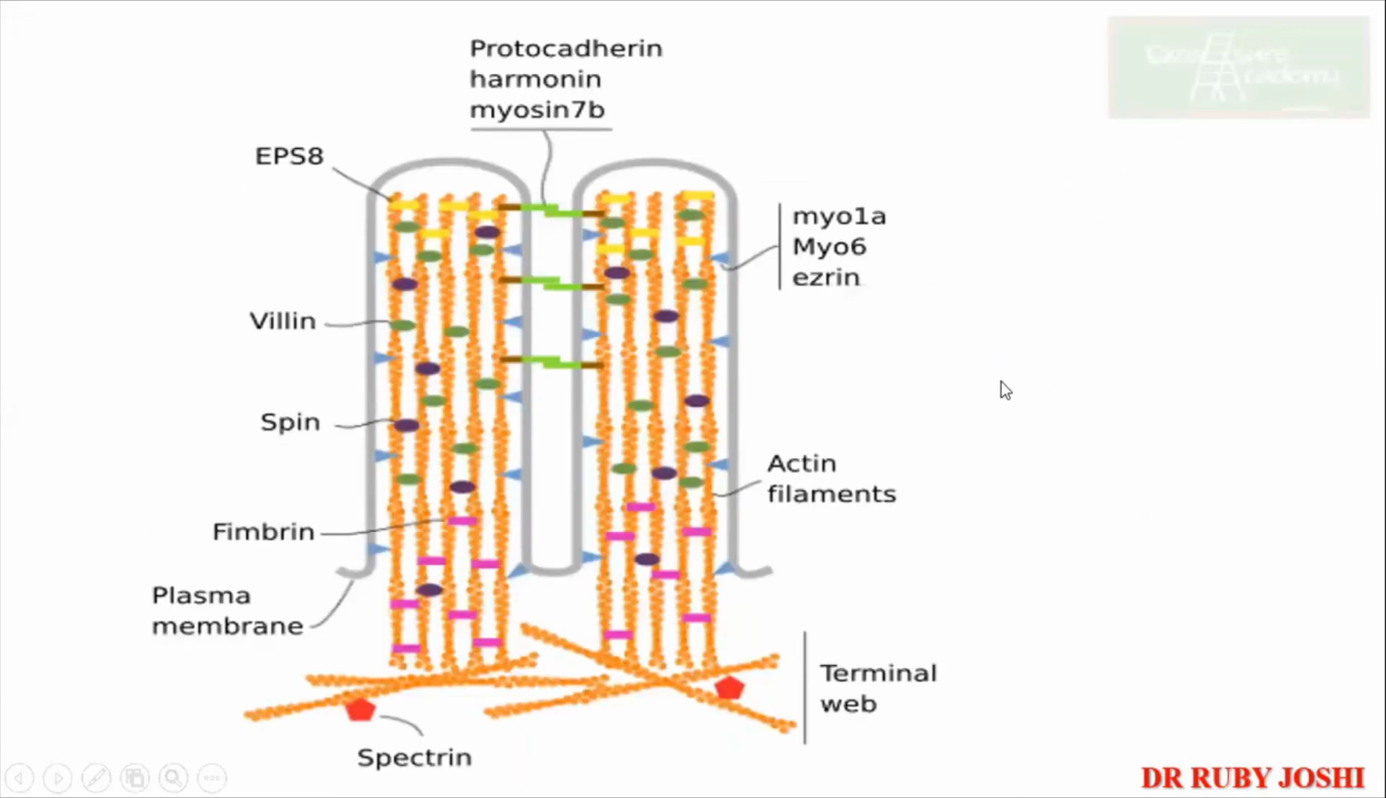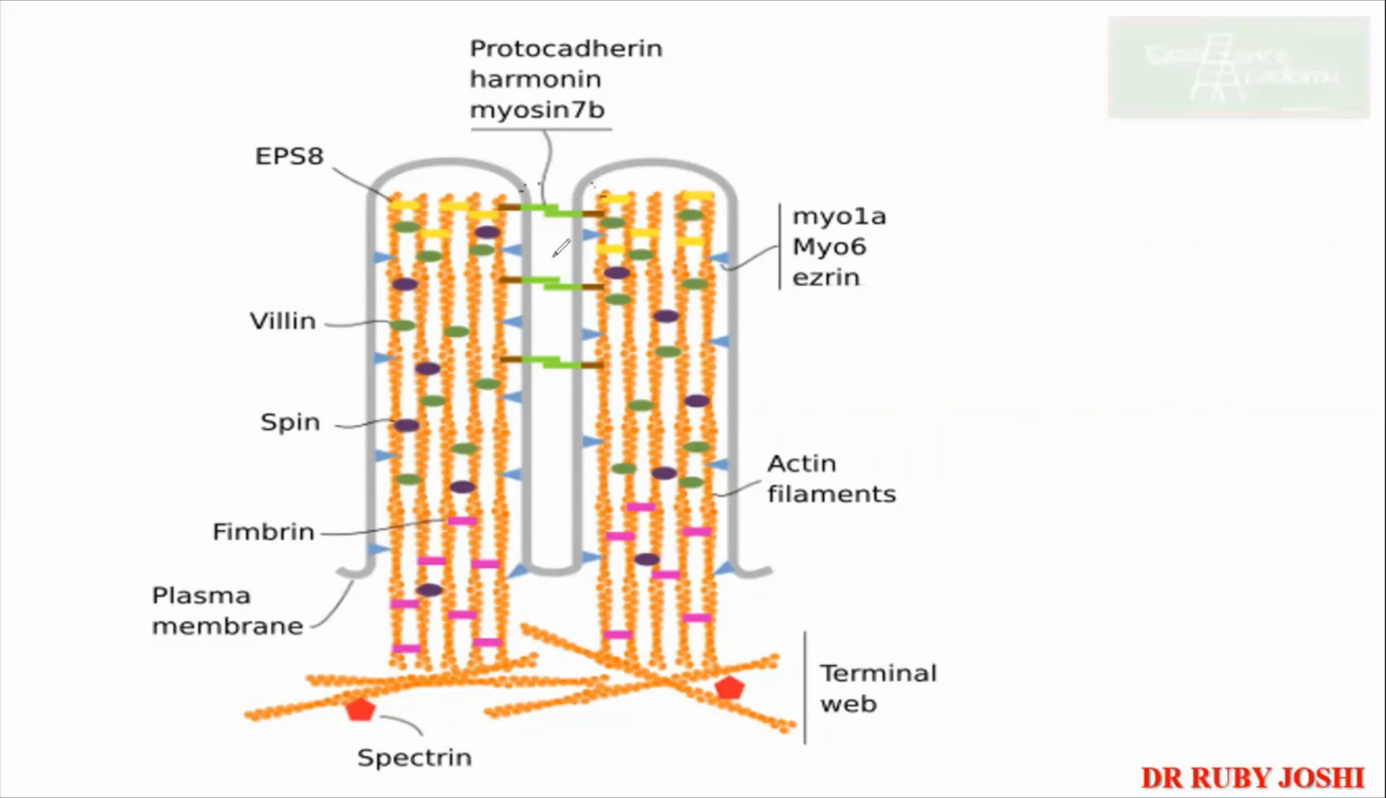Now here again, this figure will tell you how two microvilli are present and how, with the help of the proteins, it is helping in the movement. Can you see the protocadherin and myosin over here? What I want to say is that these myosins are connected with the cadherin proteins. We studied that cadherin is present between two cells, right? So they help the myosin protein to move around it.